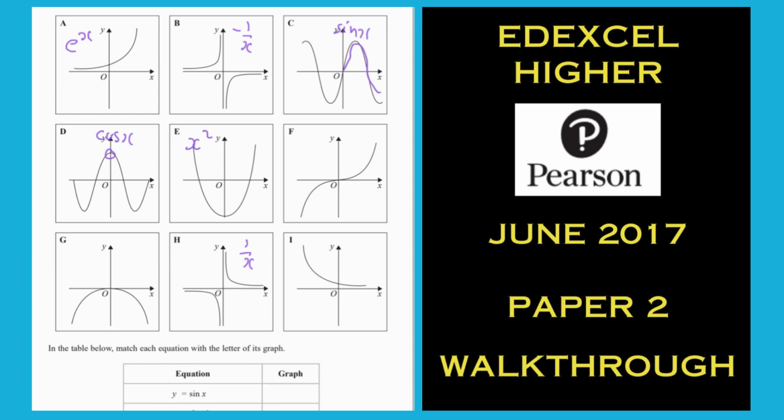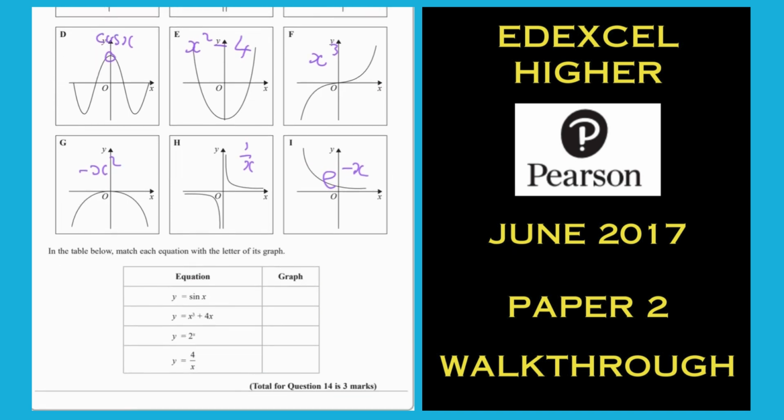E is the quadratic graph, but it's been moved down a bit. F is your cubic graph. G is your upside down x squared graph. And I is your exponential decay. So in other words, e to the minus x graph. All worth revising in their own time. No, they're not all likely. Sin x and cos x, x squared, x cubed graphs are more common, certainly, than your negative exponentials and so on, but well worth revising.